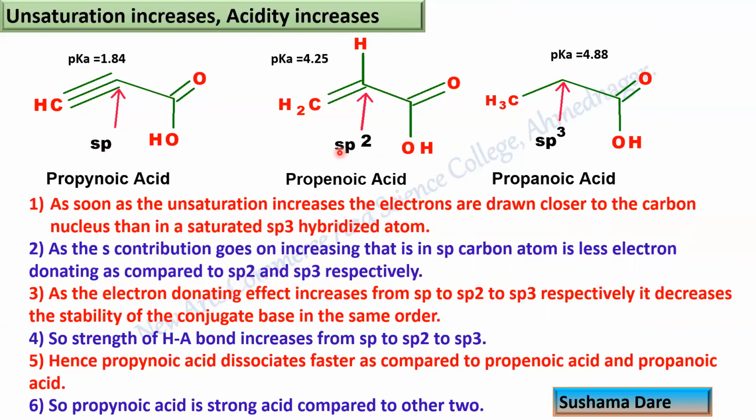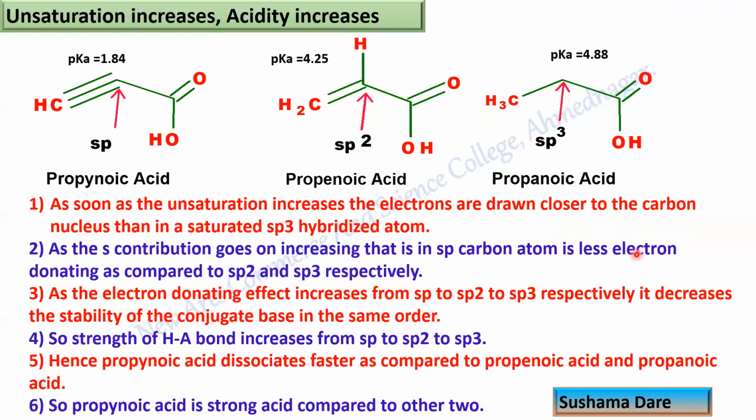Here it is 50% for sp, here for sp2 it is 33.33%, and in this it is 25%. So for the sp3 carbon, the S character is 25%. As the S contribution goes on increasing, the sp carbon atom is less electron donating as compared to sp2 and sp3 respectively. So it is a less electron donating group.